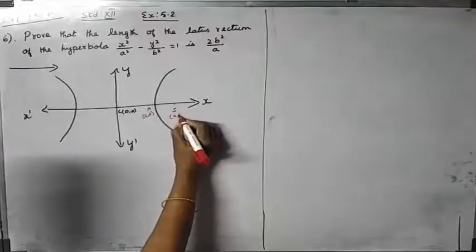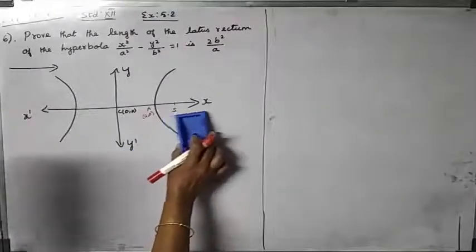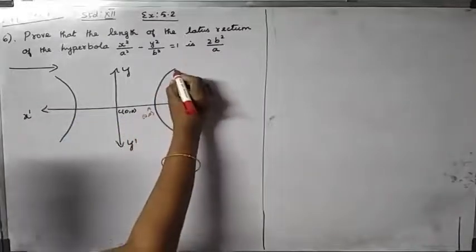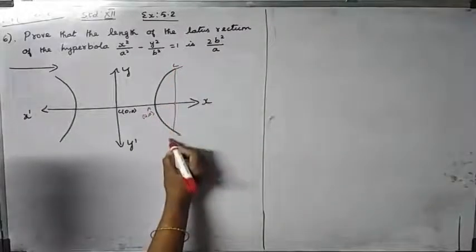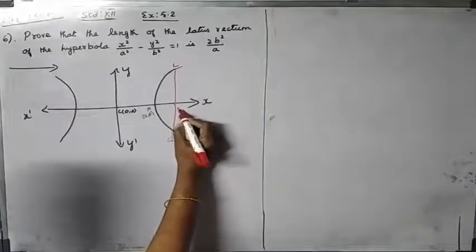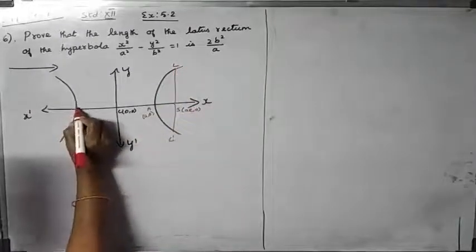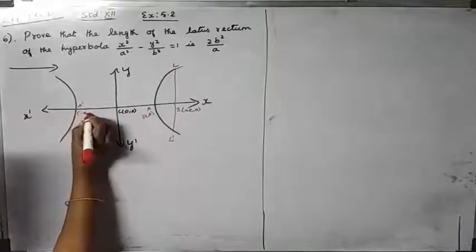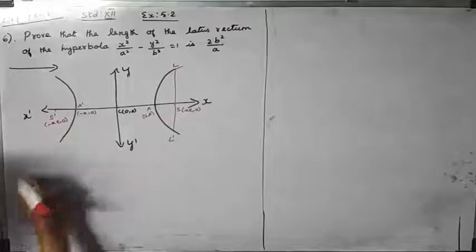S is (ae, 0). And if I draw the latus rectum through S, it touches the hyperbola here. So it is L and L dash. These are the latus rectum. So this is S, S is (ae, 0), and this is A dash. A dash is (minus a, 0). This is S dash. S dash is (minus ae, 0).